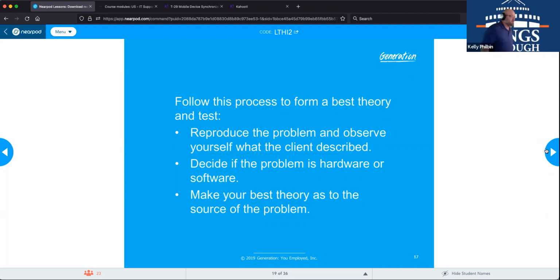And then at that point, we would try to make our best theory as to the source of the problem, because we want to go for the source. We don't want to treat symptoms.